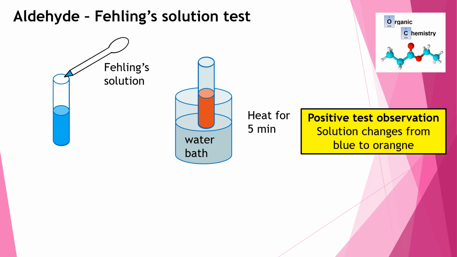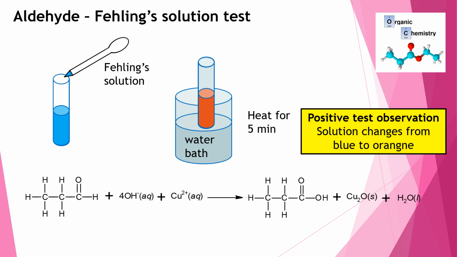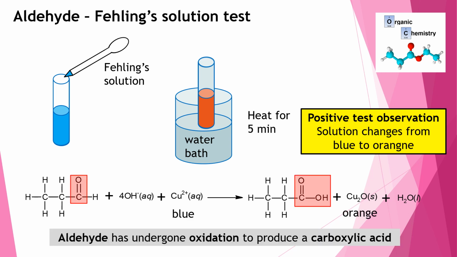Now what's actually happening in this positive test as it goes from blue to orange? Oh golly, orange is spelt wrong. So here we go, here's our reaction here, aldehyde on the left. What's actually happening is the blue color from the copper ions is reacting with the aldehyde, and the aldehyde is being oxidized to carboxylic acid, and in the process the blue copper ions have been reduced to copper 1+ ions, which with oxygen have an orange color. Look, aldehyde undergoes oxidation to carboxylic acid. Important thing here, use Fehling's solution and aldehyde will turn it from blue to orange. Okay.